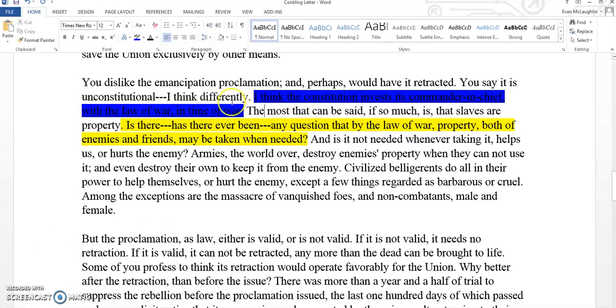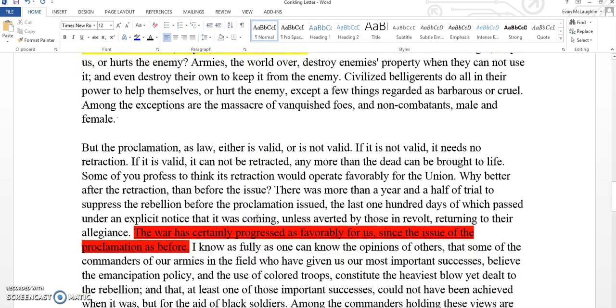So in this one section right here, we have blue, which corresponds to Lincoln's argument, but we also have prolepsis, because he starts off a short conversation with prolepsis, sort of anticipating what the audience is going to say. Has there ever been any question that by the law of war, property, both of enemies and friends, may be taken when needed? So he's asking the listener to consider, okay, if we're fighting a war, aren't you supposed to take away your enemy's property, or even destroy it, as you see here, to keep it out of the hands of the enemy? So he's saying, look, in this war that we're fighting now, so the Civil War qualifies as a war, and the Constitution grants me the power to take away that property.